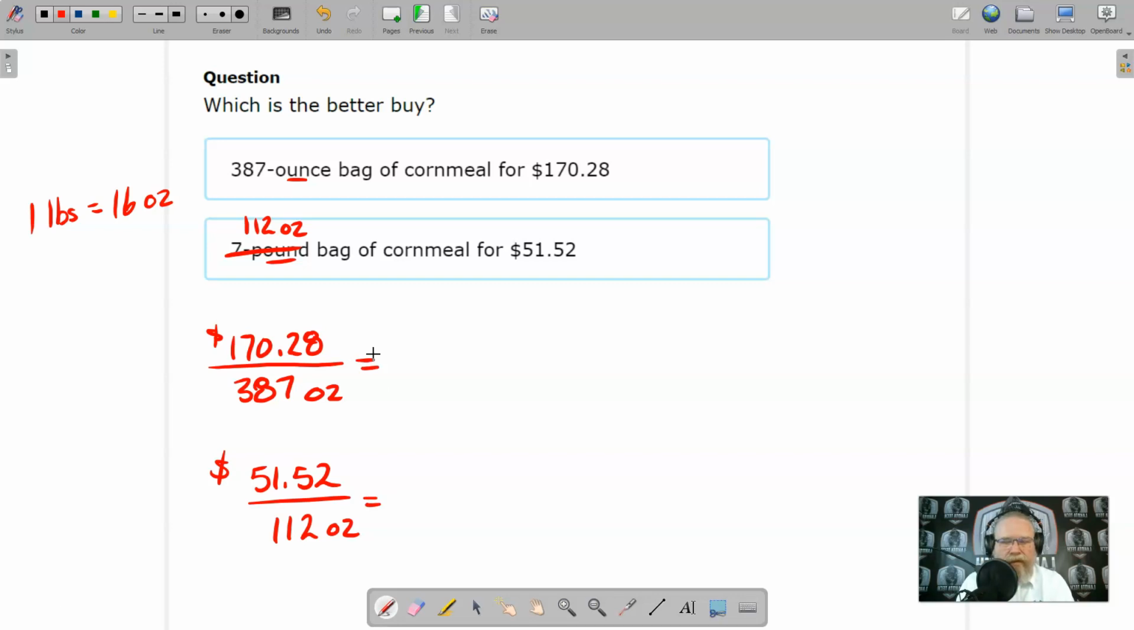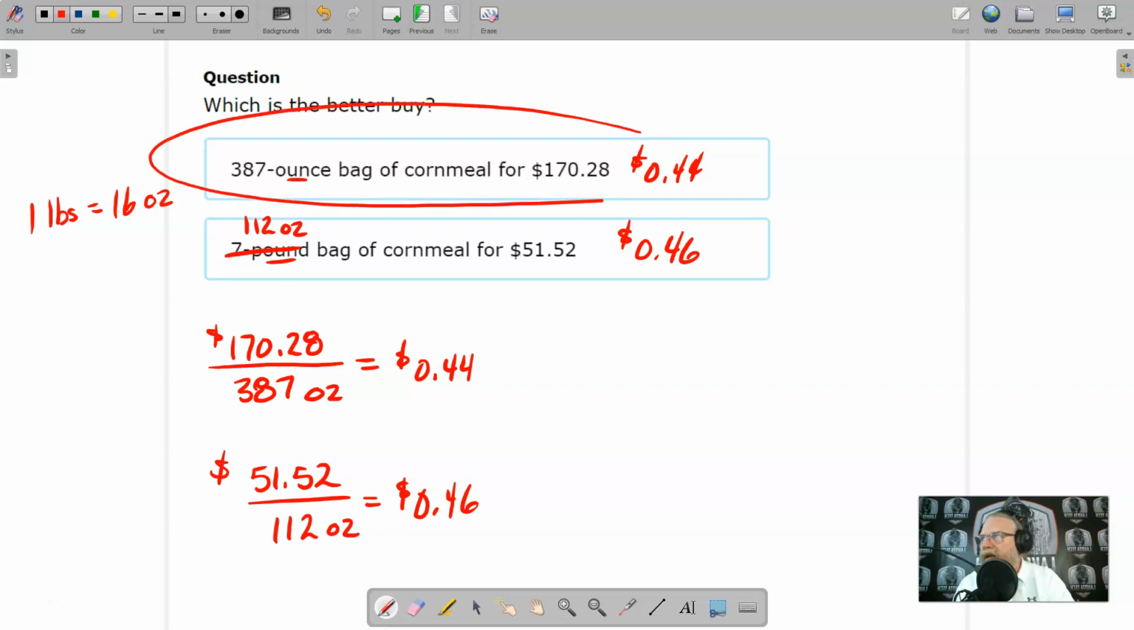170.28. We'll divide that by 387, and that's going to give us 44 cents. 0.44. And down at the bottom here, $51.52. We're going to divide that by 112, and we're going to get 0.46. So 46 cents for our second choice. Which is the better buy? It is indeed the first one.